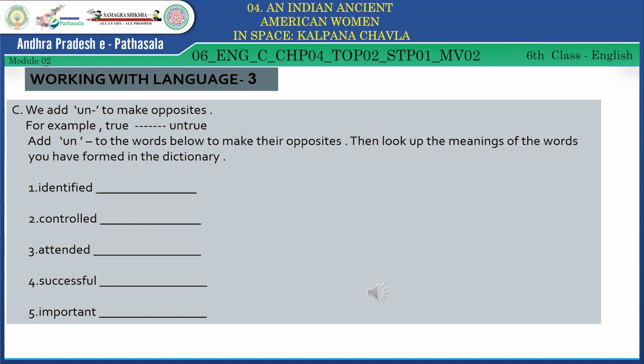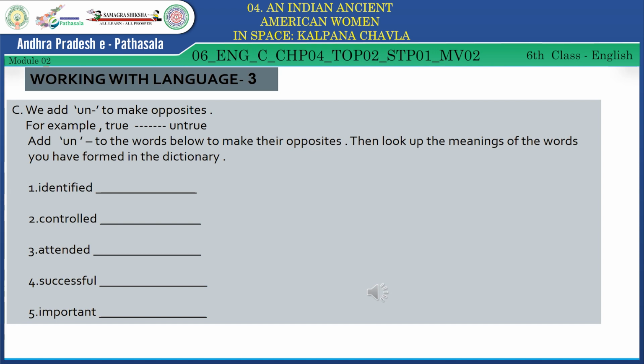Working with language 3, we add un to make opposites. For example, true, untrue. Add un to the words below to make their opposites. Then look up the meanings of the words you have formed in the dictionary. The first one is identified. Second one, controlled. Third one, attended. Fourth one, successful. Fifth one, important.